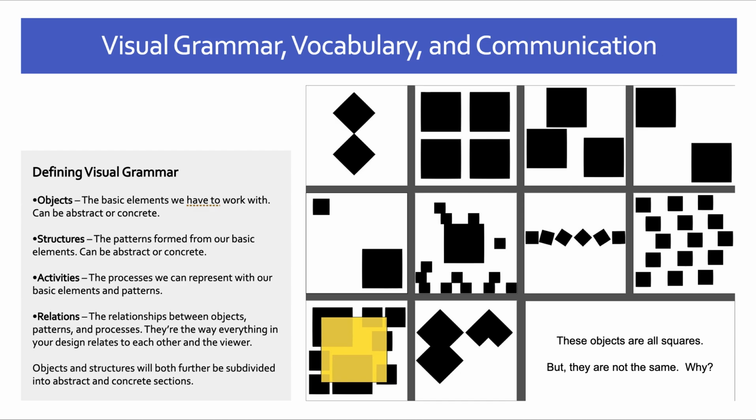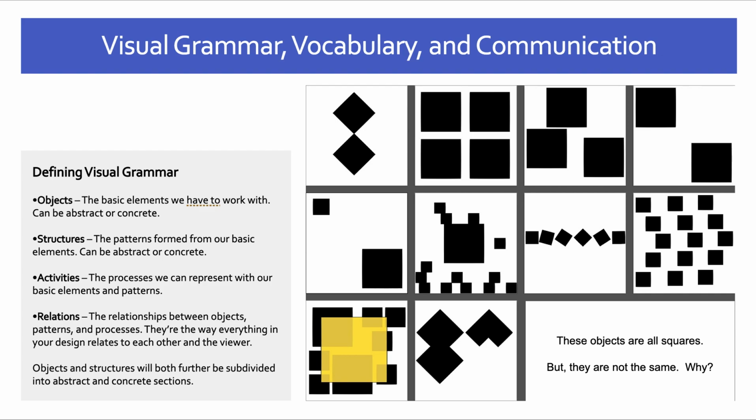So the squares are the elements. The color black is an element. The color yellow is an element. But everything else about their arrangement and their number are principles. And that is why they're not the same.